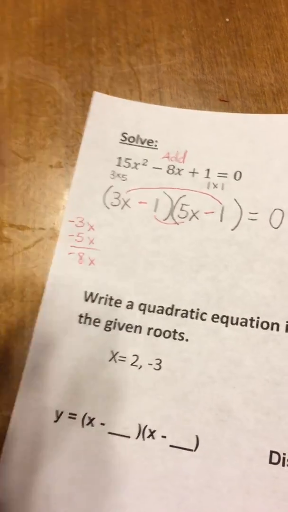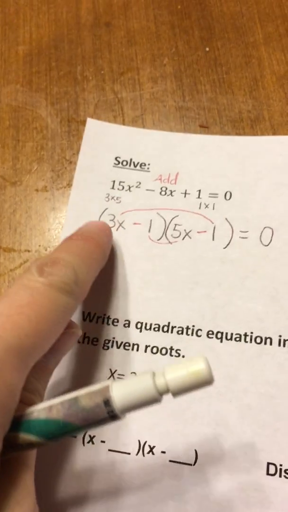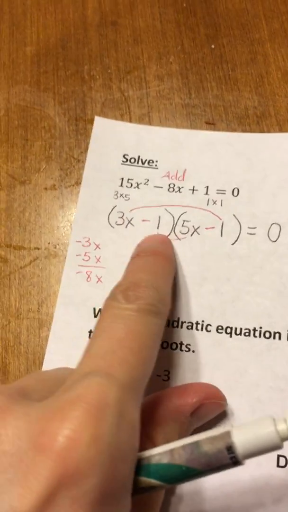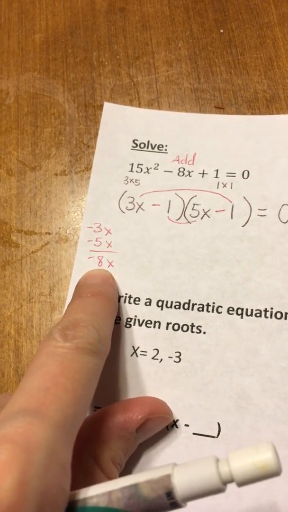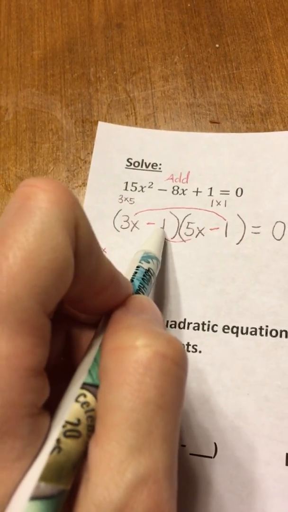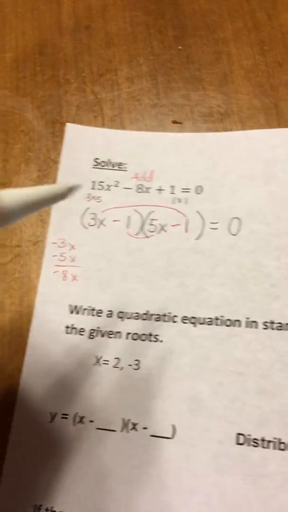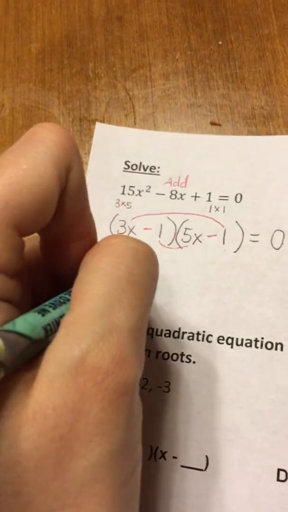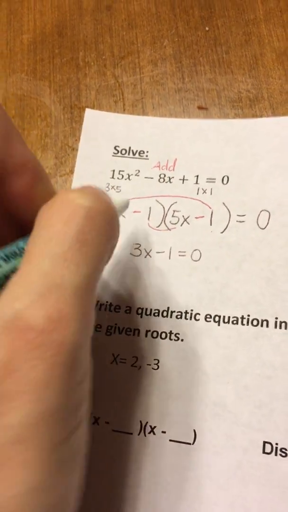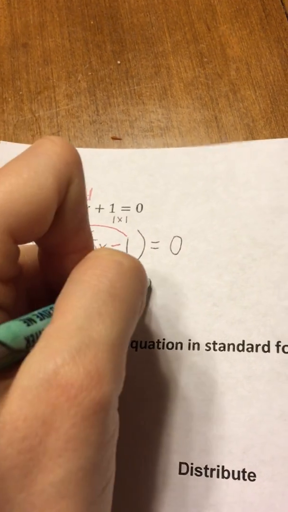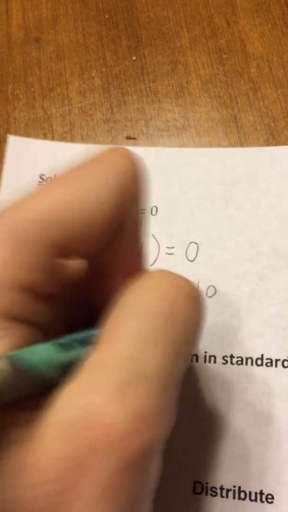If you use FOIL, we know that these two terms make 15. The outside is -3x, the inside is -5x. Those -3x and -5x add up to -8x. And finally, -1 times -1 is +1. So you can check with FOIL. Now again, we got it factored, so we set these factored parts equal to 0. And then we solve these equations.